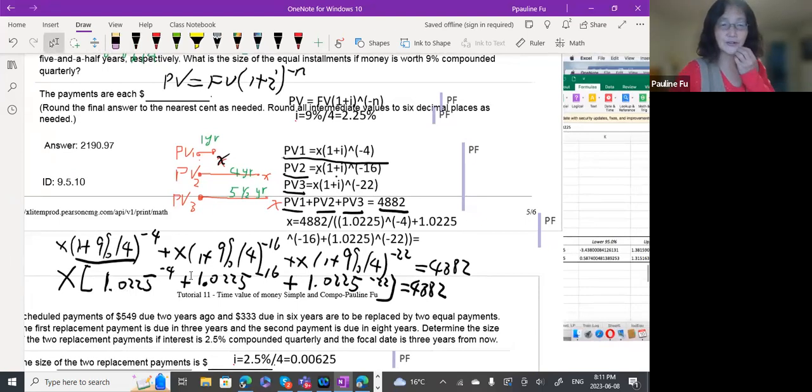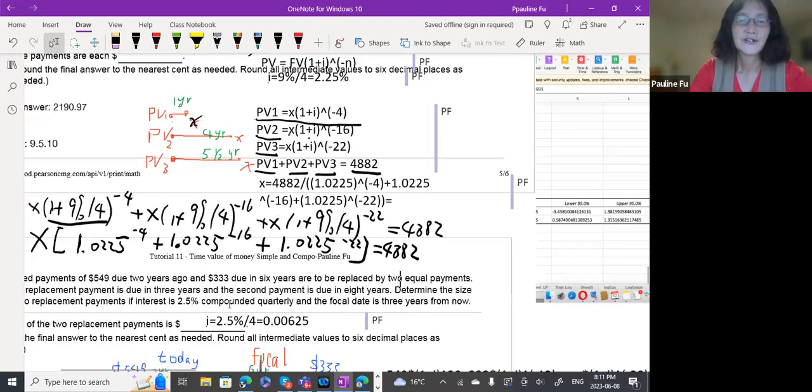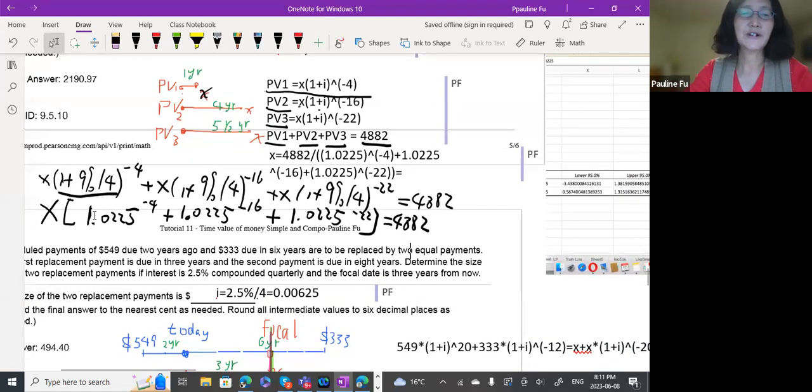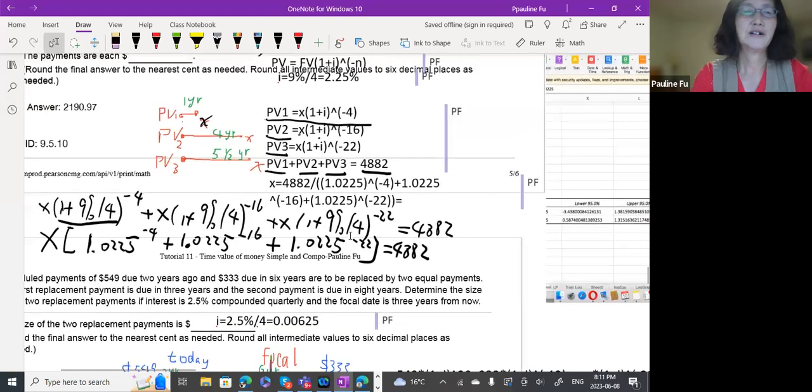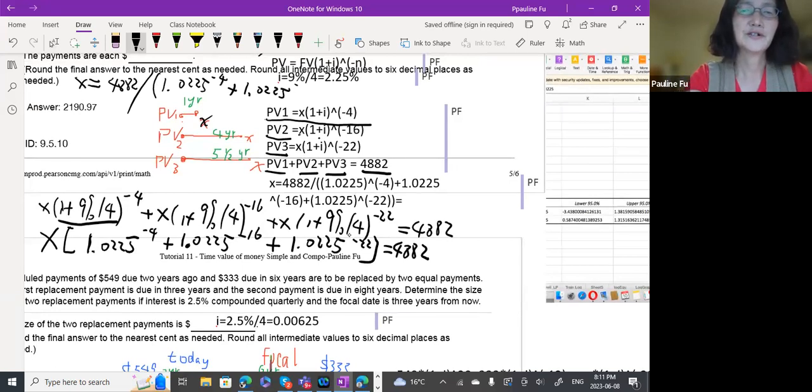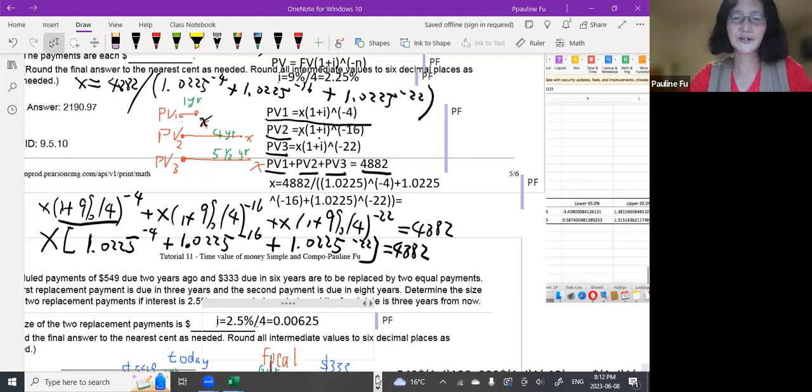And then you use Excel to solve for X, okay? So X is just 4882 divided by this bracket. I will write it down on the top. So X equals 4882 divided by the bracket: 1.0225 raised to power negative 4, 1.0225 raised to power negative 16, 1.0225 raised to power negative 22. So that is X. You can use Excel to solve for this X.